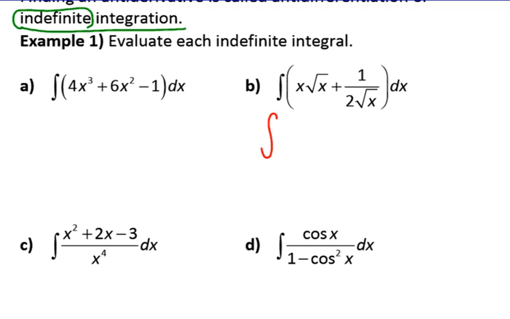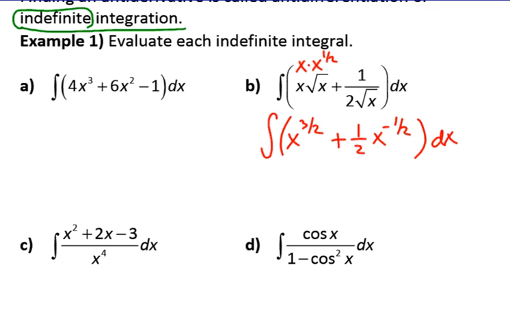So I'm going to rewrite this integral as simplified in its exponential form. This is really x times x to the 1/2, and if you multiply that, that becomes x to the 3/2. Plus, then you would have 1/2 x to the negative 1/2. So you definitely want to rewrite that before you take the integral.